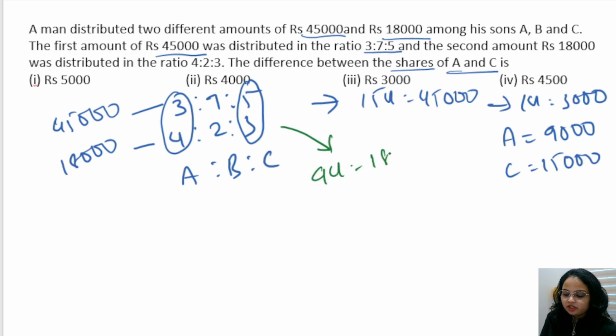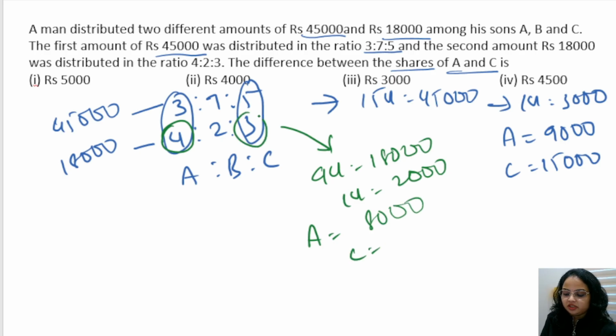Okay, and in the second amount, what is the total number of units? 9 units is equal to 18,000. So 1 unit is equal to 2,000. Okay. And what is the share of A here? 4 into 2, 8,000. And share of C is 3 into 2, 6,000.